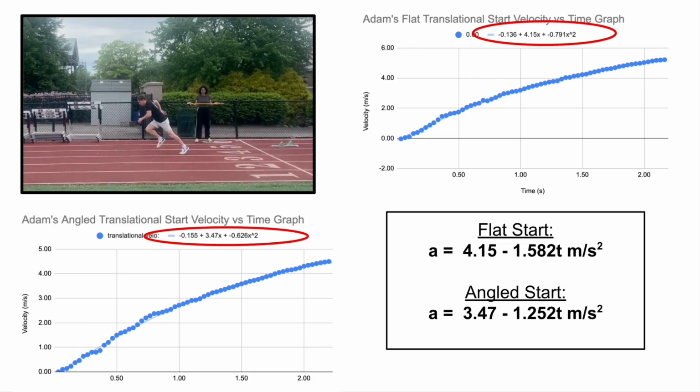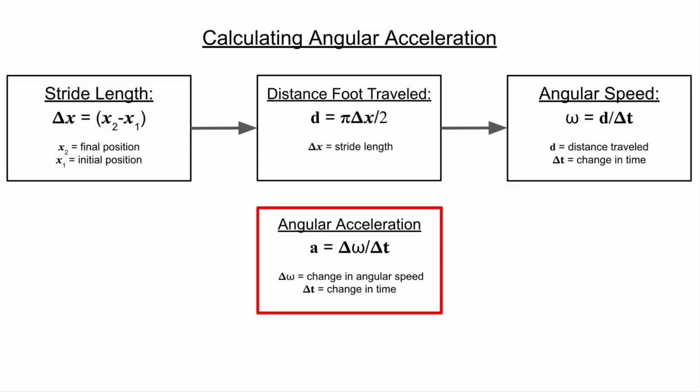Then you have his angled start with an acceleration of 3.47 minus 1.252 times time. So again, his flat start had a greater acceleration, which is most likely accounted for by the fact that he had never used these blocks before and hadn't been speed training like the previous three runners. So it was an unnatural movement to his body, which shows why his flat start was faster.